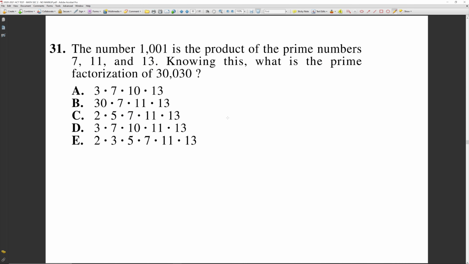The number 1001 is a product of prime numbers 7, 11, and 13. Knowing this, what is the prime factorization of 30,030? So what I need to do now is take the larger number, which is 30,030, and divide that by the top prime number, which is 1001. So I can see that this will produce a 3, and then I have a 0, so I add a 0 at the end.